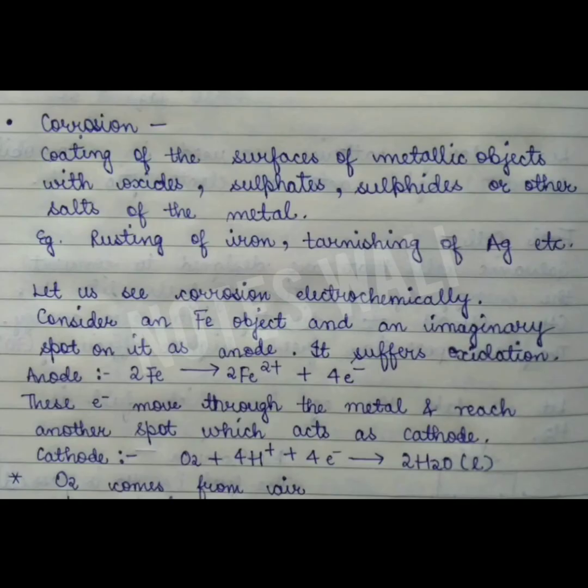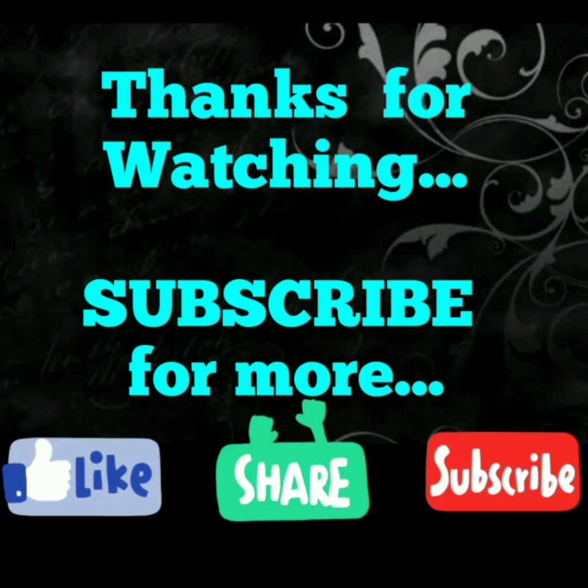The last topic of the chapter is corrosion, which is the process of deposition of a layer of oxide, sulfate, sulfides, or other salts of a metal on the surface of an object. We will also be seeing corrosion from the perspective of electrochemistry. With this, we have completed this chapter and we shall meet very soon with new topics.